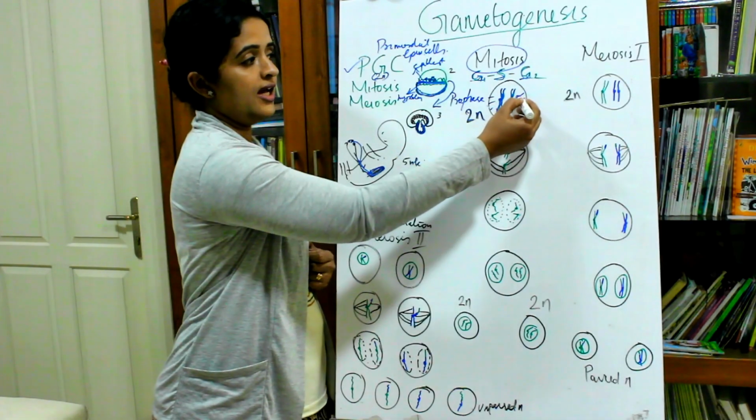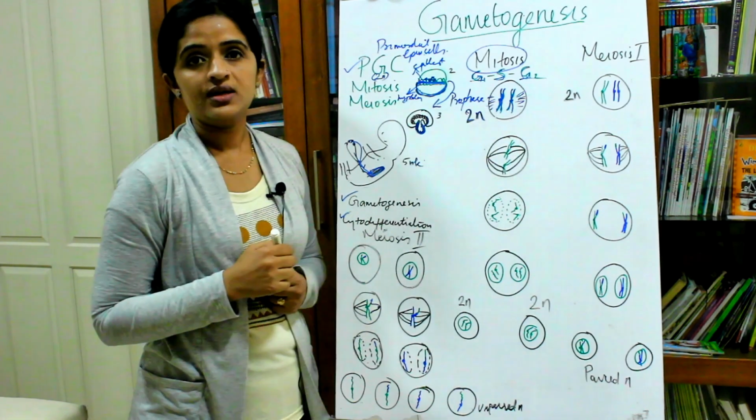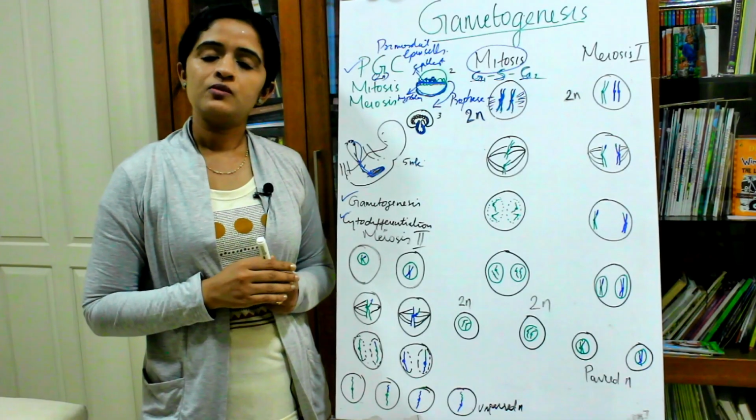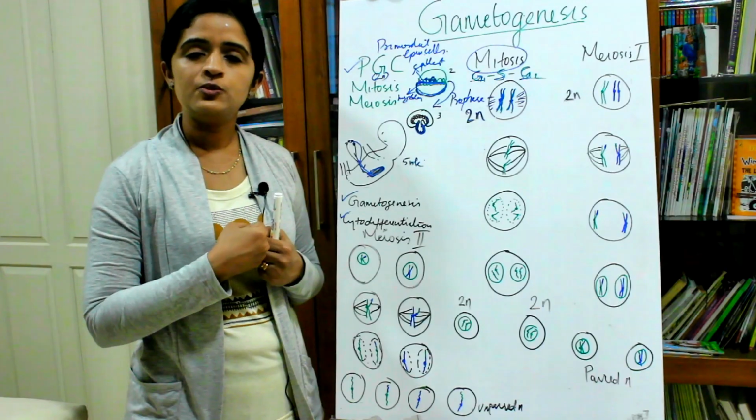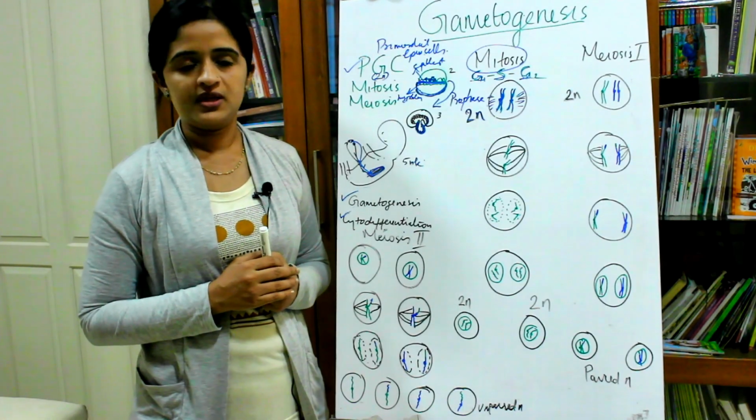One more structure is formed simultaneously during prophase. They are known as mitotic spindles. Why do you need the mitotic spindles? Mitotic spindles are thread-like structures which you need to pull the chromosomes apart. That is the need for the mitotic spindles.